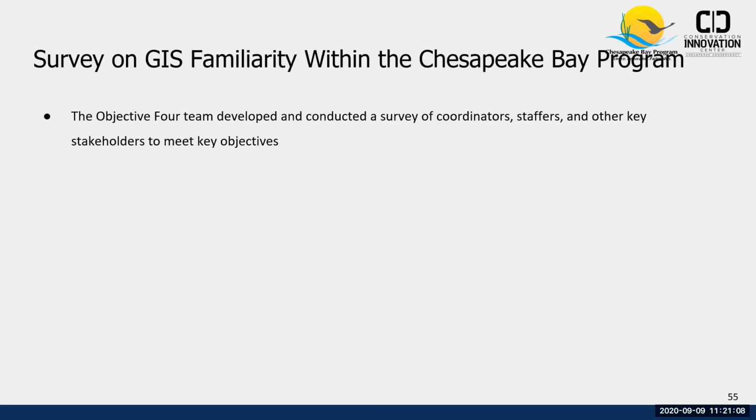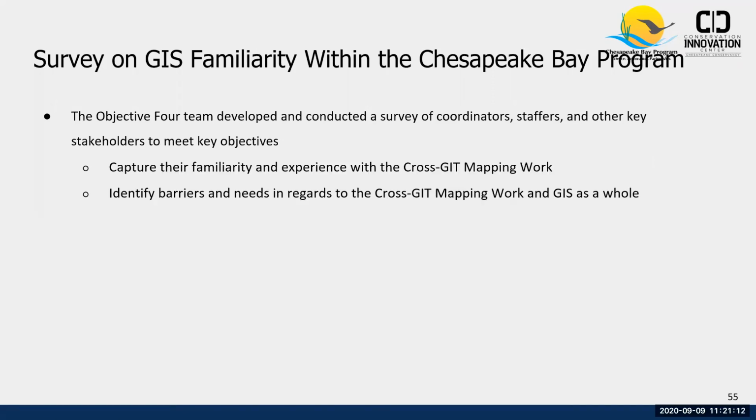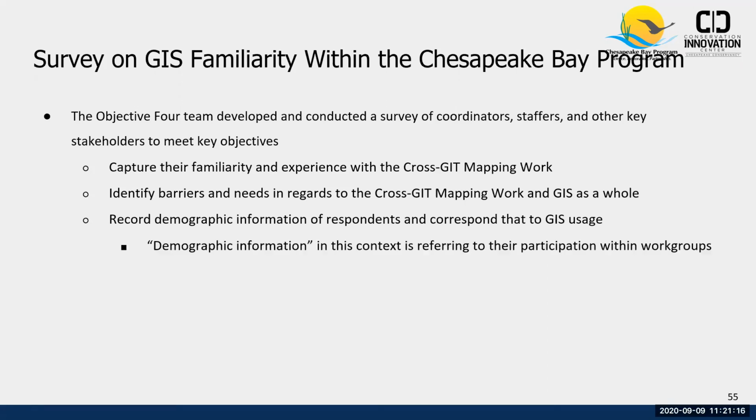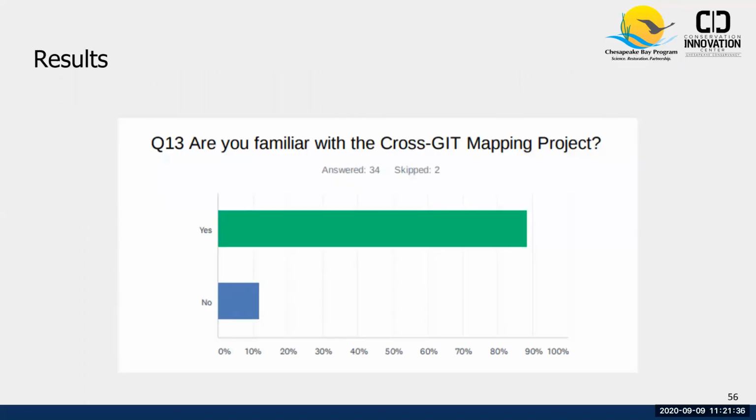So this was a survey of coordinators, staffers, other key stakeholders to capture their familiarity with the cross-skip mapping project as a sort of initial proxy to identify such barriers and record some more demographic information. So that's really referring to their different participation in work groups, what organizations they're representing within the Bay Program, really kind of seeing who is responding. And when it comes to GIS, is it just the traditional partners, or is it people who we haven't even thought about yet? So I'm going to share a couple of brief results from that survey.